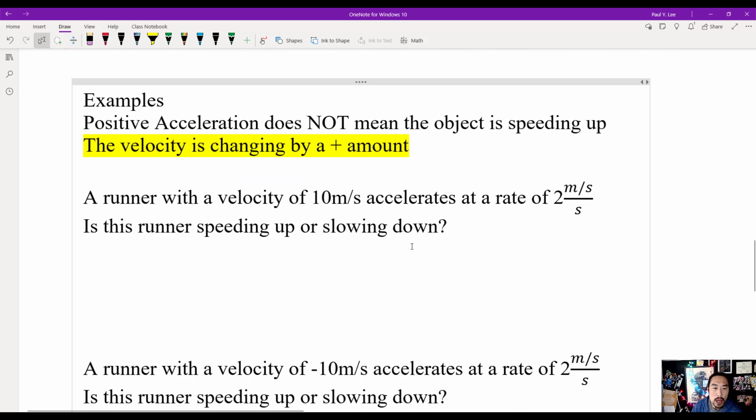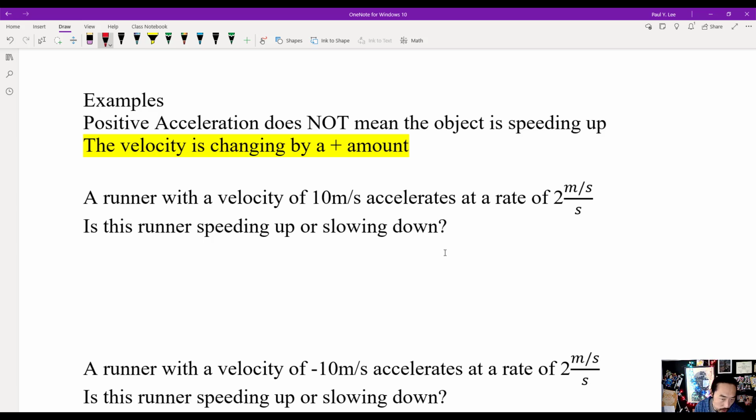All right, so here's a couple of examples that I want to do. Once again, I would definitely pause the video and jot these down. These are probably the most common mistakes that students make with this unit. Positive acceleration does not mean the object is speeding up, but it's changing by a positive amount. So that's what we had before, and here is our example.